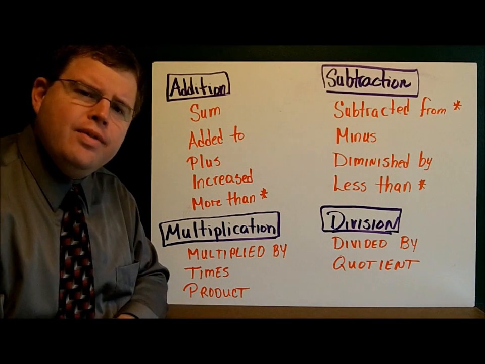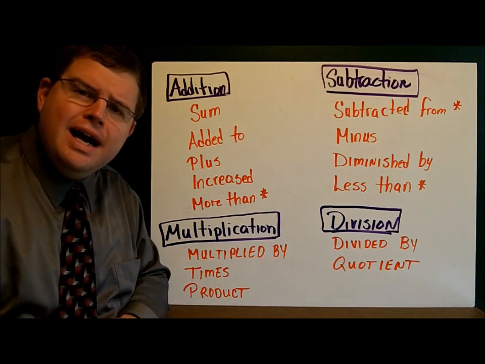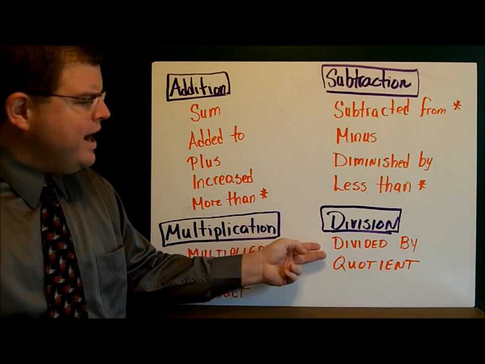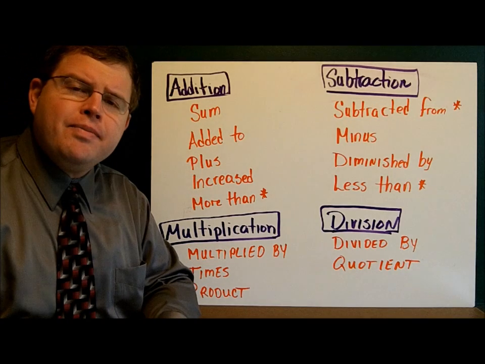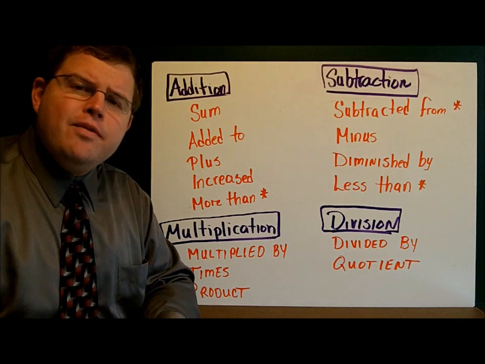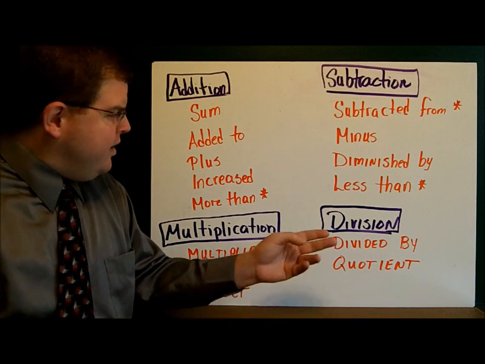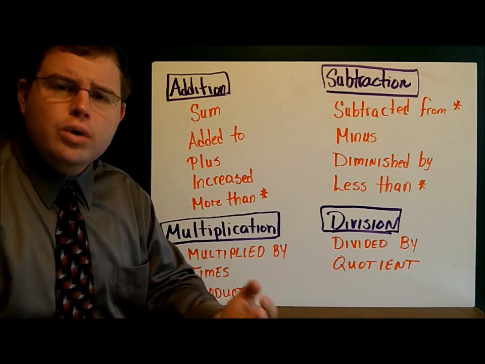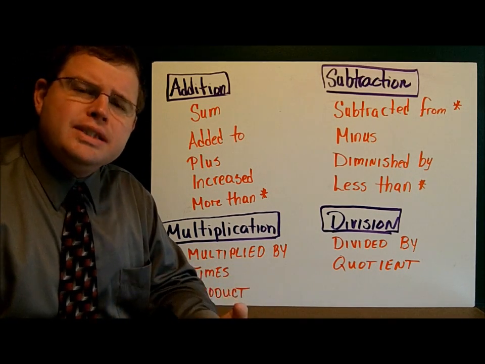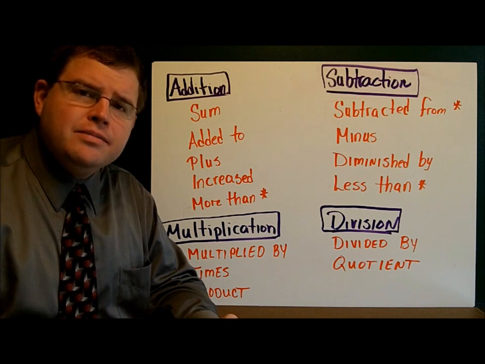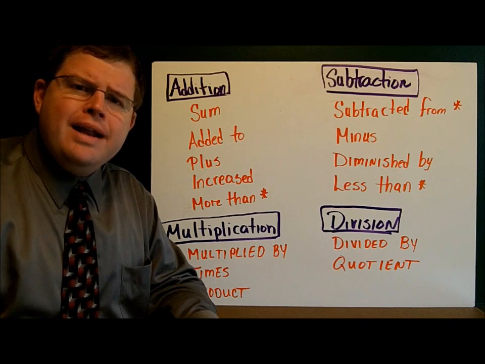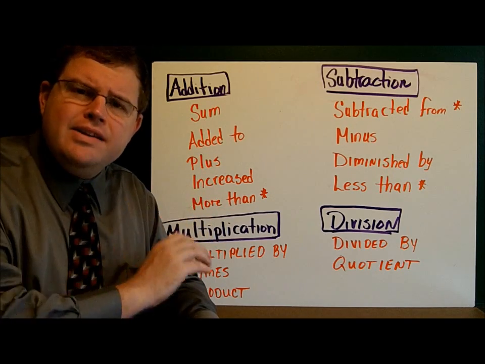Multiplication, there's only a few of them. Multiplied by, times, or product. And division, divided by, or quotient. Now it's a good idea to be familiar with these to see what goes with what. There are other words out there. There's a whole lot of them. But these are some of the most commonly used ones. Now, let's take a look at some examples of rewriting things from English into mathematics.